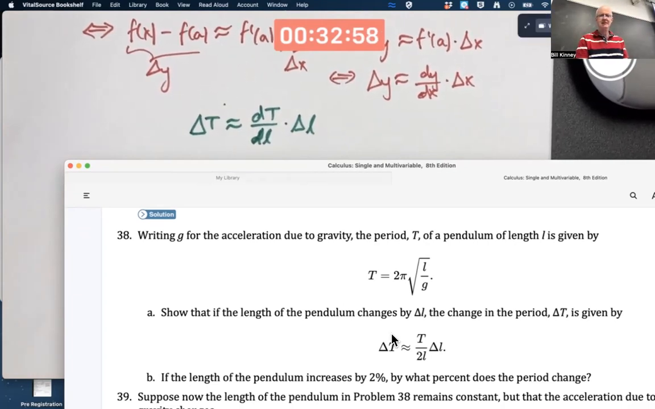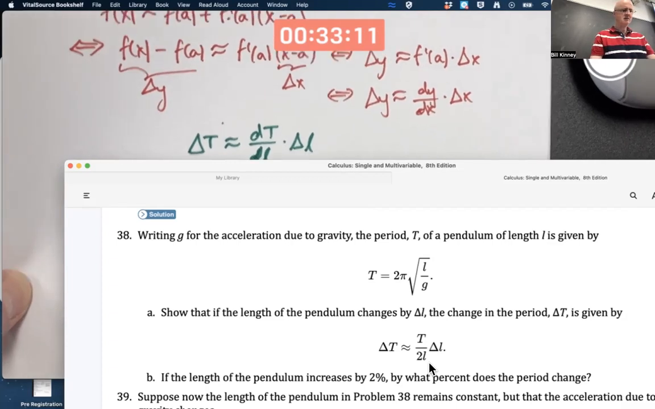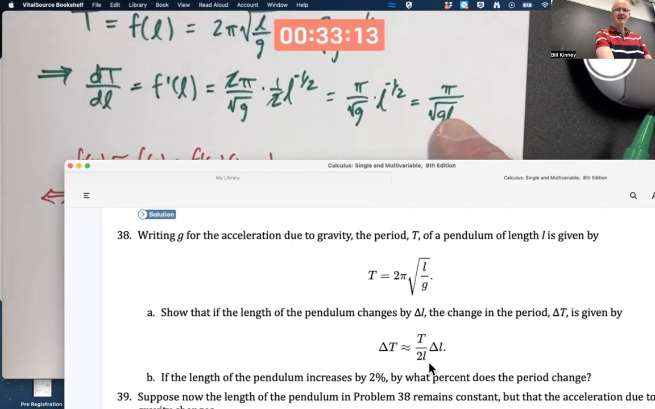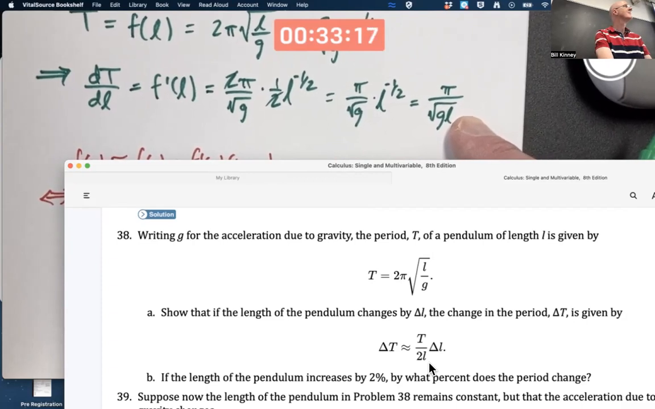I guess the implication of the problem is dT/dL can be written as T over 2L. That must be the implication. But wait a minute, is that right? I thought dT/dL was that. That doesn't look the same. It is the same if you replace T with its dependence on L. That's the trick.